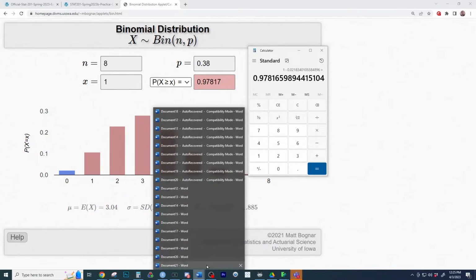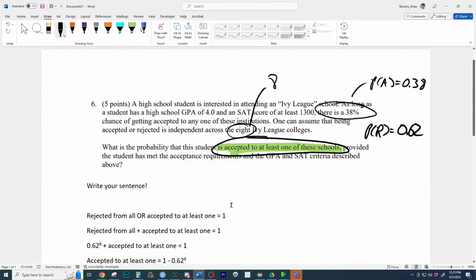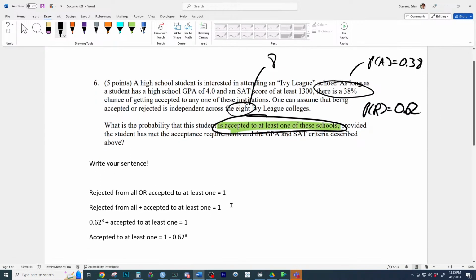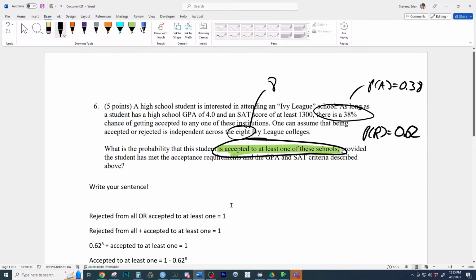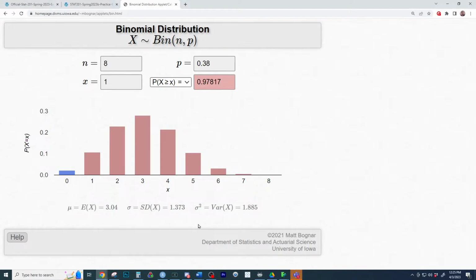There's many ways to solve these problems, but understanding what we're talking about when it comes to probabilities, being able to work through a problem and explain to somebody that you're either going to get rejected by all of them or accepted to at least one. And this here shows it conceptually that you will either be rejected from all of them or accepted to at least one. There's many ways to get accepted to at least one. It's super unlikely you would be accepted to all of them.